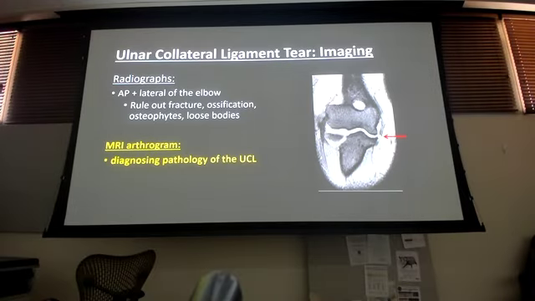Radiographs, why would you get radiographs? It's like, oh, this is all soft tissue. Well, because, do you think that as the UCL inserts distally, if it pulls off at the insertion point, it can pull a little piece of bone off? Yeah, same concept as the distal bicep tendon rupture, right? So you're looking for other pathology, okay?